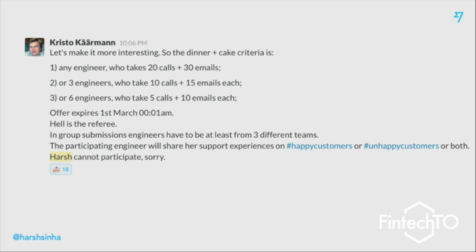He basically said, let's make it interesting. This is one of our Slack chats: any engineer who takes 20 calls, 30 emails, and so on, by 1st March, I will make cake for them. If you think about it, the company was scaling pretty fast. You can't spend time with the CEO or the co-founder every week. He's very accessible, but still, it's hard.